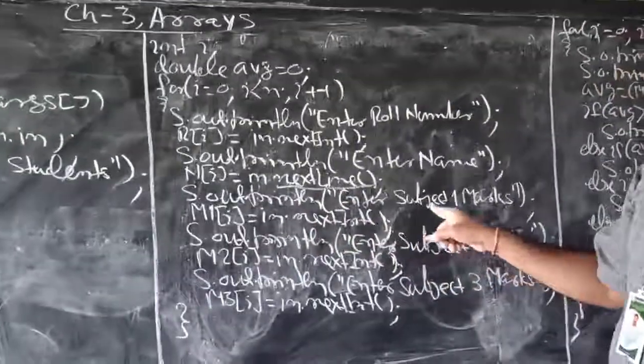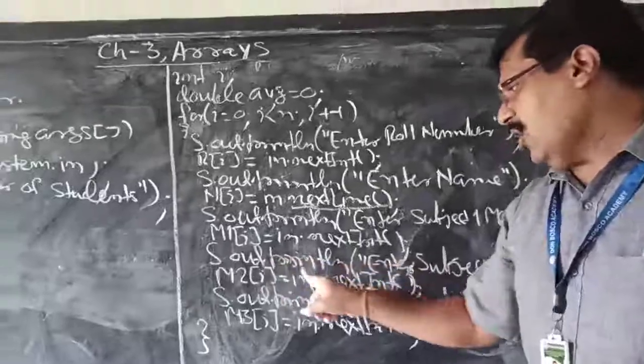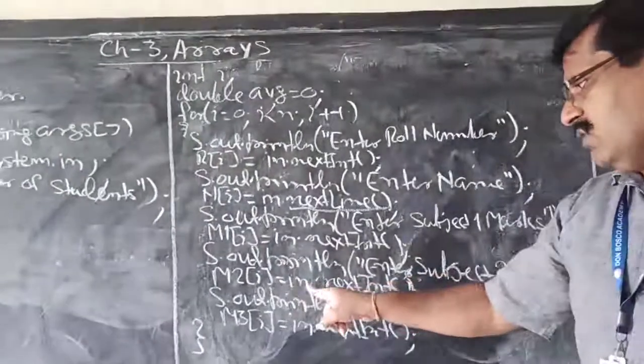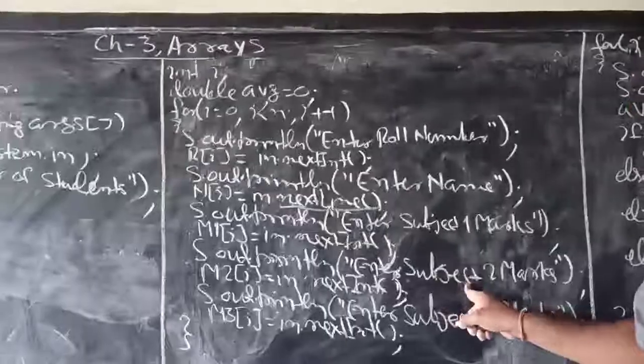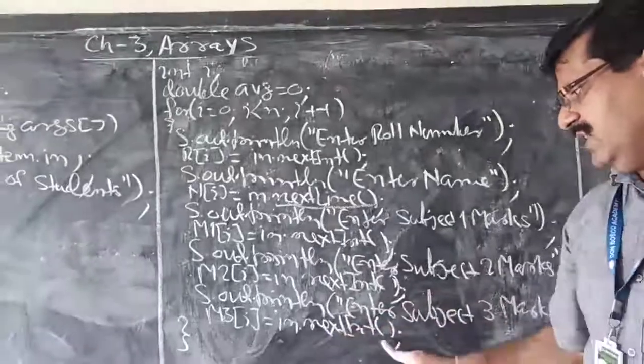System.out.println enter subject 1 marks. M1[I] equal to in.nextInt. System.out.println enter second subject marks. M2[I] equal to in.nextInt. System.out.println enter subject 3 marks. M3[I] equal to in.nextInt.